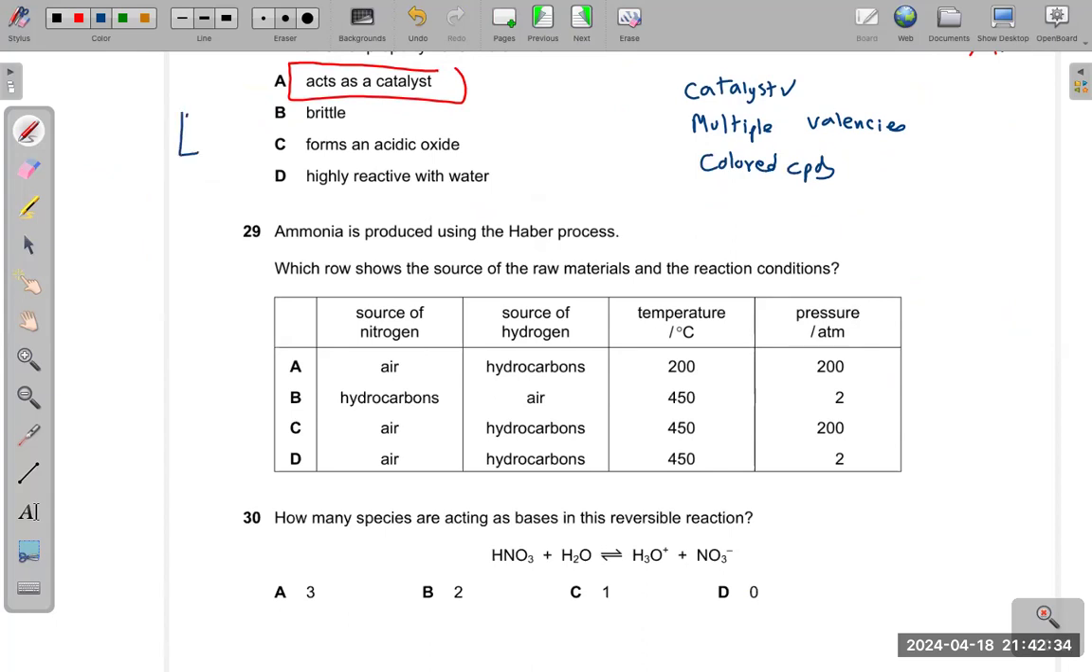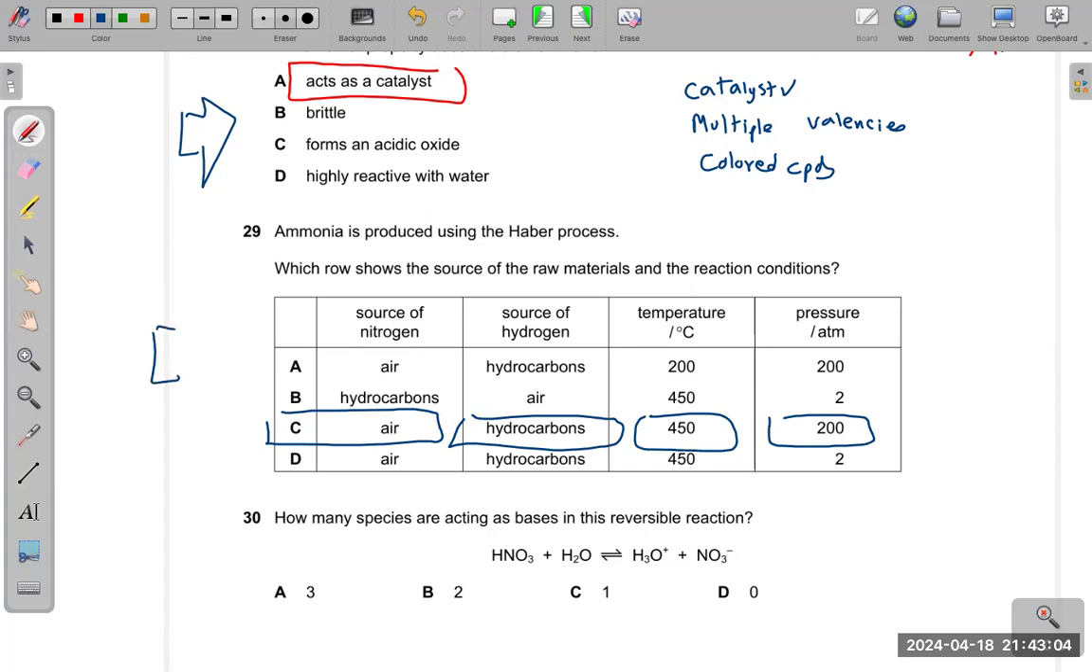Ammonia is produced using the Haber process. This is a very good question also. Ammonia is produced using the Haber process, which row shows the sources of the raw material and the reaction conditions? Where do I get the nitrogen from? From the air, literally. I do fractional distillation of the air, so practically it's coming from air. And the hydrogen is coming from what? From the cracking of the hydrocarbons. The temperature is 450 and the pressure is 200. This is a very, very important question that might come.